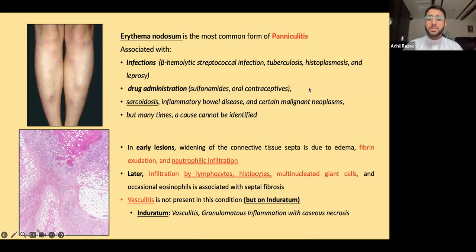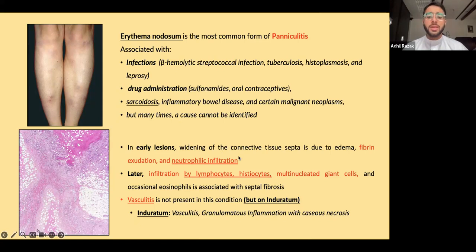Briefly about the histology. In early lesions, there is widening of the connective septa because of the edema, and there is an exudation of fibrin and an infiltration of neutrophils. I don't think this image shows it clearly, but the white stuff is fat. Whatever looks like this, 9 out of 10 times it's fat. Other times it's just empty space.